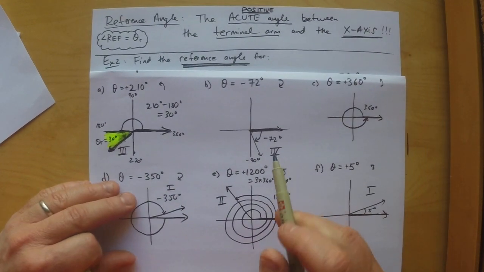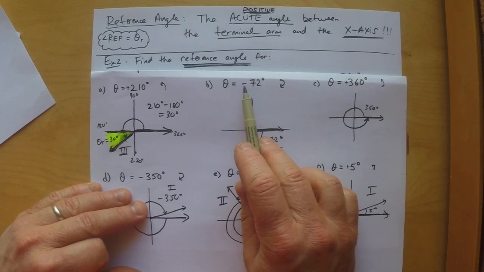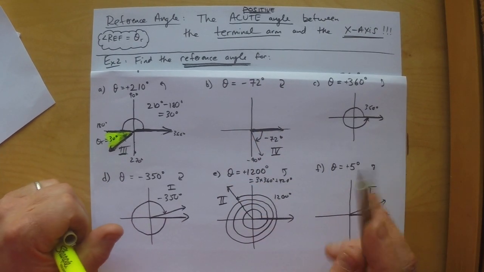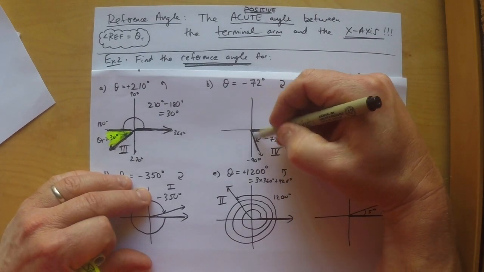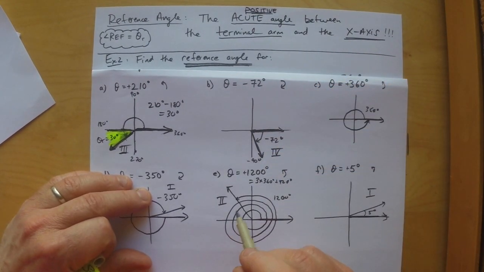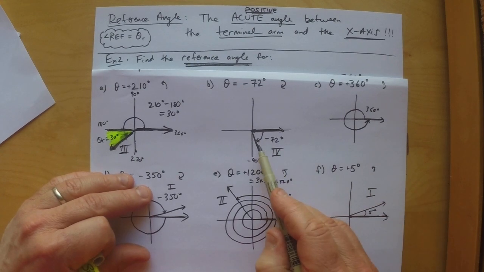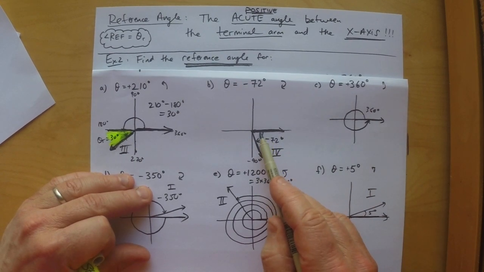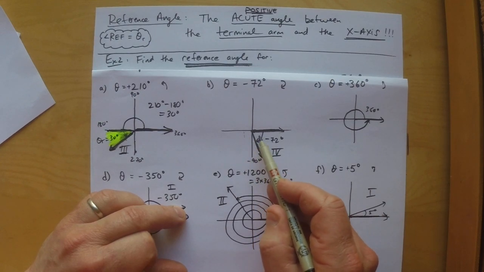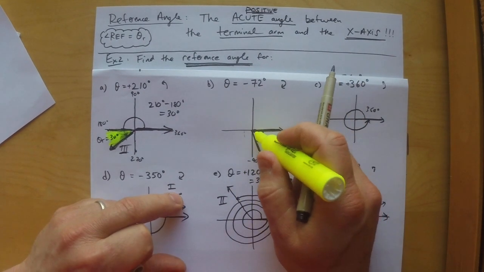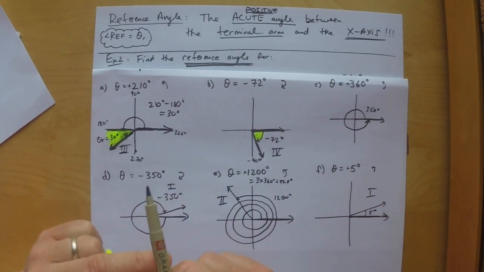Okay, next guy. Draw the picture. Again, draw the proper angle. There it is. Where's my terminal arm? Here it is. I've got to find the acute angle between this and the x-axis. Again, two choices. I either have this little wedge or this big wedge here, but it's always the smaller one, less than 90. This is my reference angle right there.